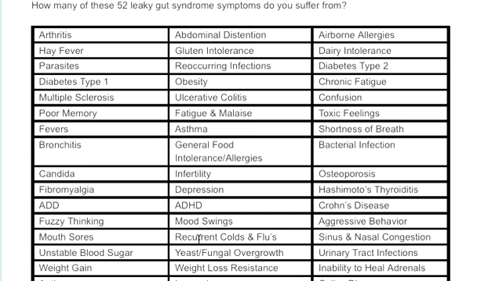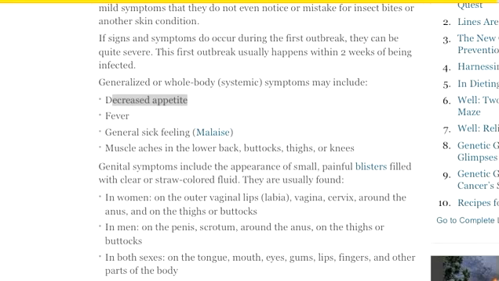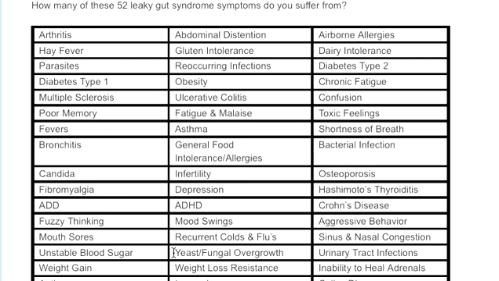Recurrent colds and flus. Aggressive behavior. Dairy intolerance, gluten intolerance. See, all this has to do with the food that you eat. General food intolerance and allergies. So see, decreased appetite is literally your body not being able to tolerate a certain food. We see fever. Fever is a symptom again of recurring colds and flus.